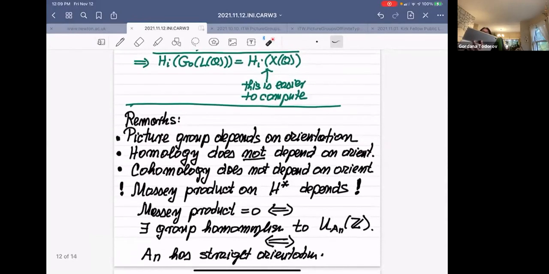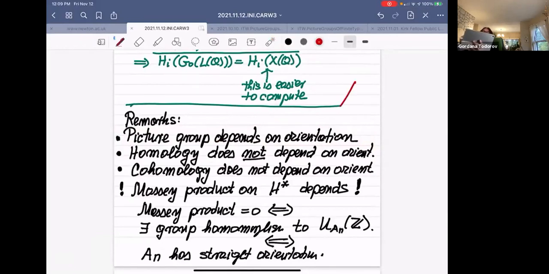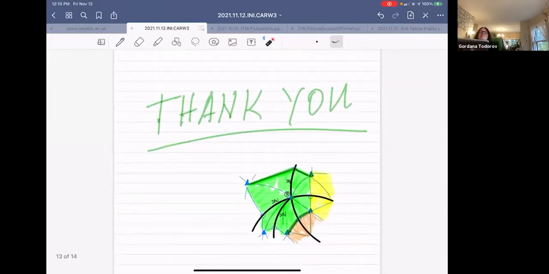And these picture groups depend on orientation. Homology does not depend on orientation. This is all for A_N. I forgot to write for A_N. So homology does not depend on orientation. Cohomology does not depend on orientation. But if we look at the massey products on the cohomology, it depends. And this is the part that, okay, I'll stop at this point. I think this is, thank you.